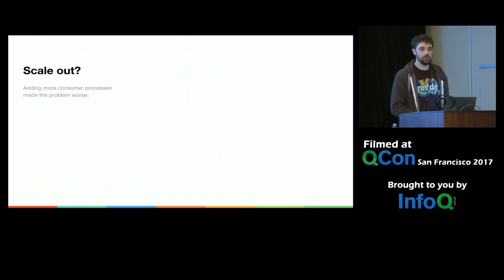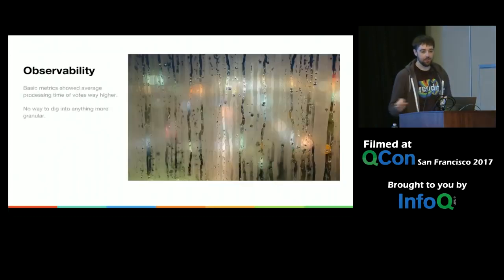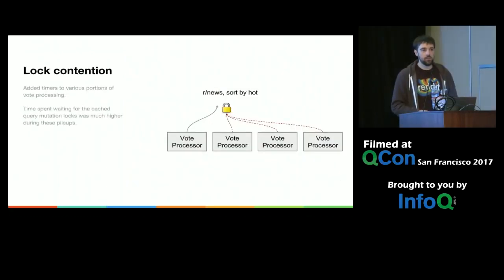Well, one easy thing is, why don't we just add more processors, right? That actually made it worse. So we had to dig in. We didn't really have great observability at the time. We couldn't figure out what was going on. We could see that the whole processing time for a vote was longer than before, but beyond that, who knows? So we started adding a bunch of timers. And once we narrowed it down, we found out that it was those locks I mentioned that were causing the problems.